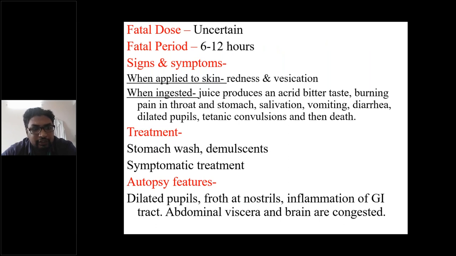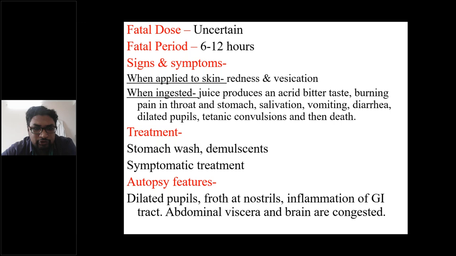What is the fatal dose, fatal period, symptomatology? Fatal dose is uncertain. We don't know how much plant product should be eaten or how much of the fluid has to be taken in order to produce fatal effects. Fatal period is 6 to 12 hours. When applied to skin, it produces redness and vesication. When ingested, it produces an acrid bitter taste, burning pain in the throat and stomach, excessive salivation, vomiting, diarrhea. It causes dilated pupils, mydriasis, tetanic convulsions, and then death.